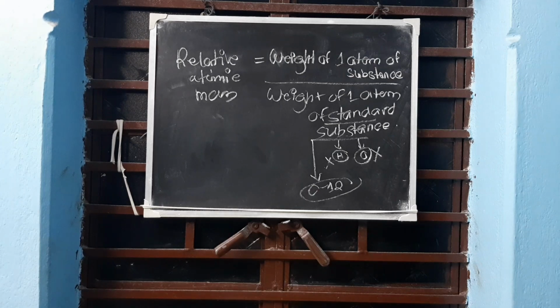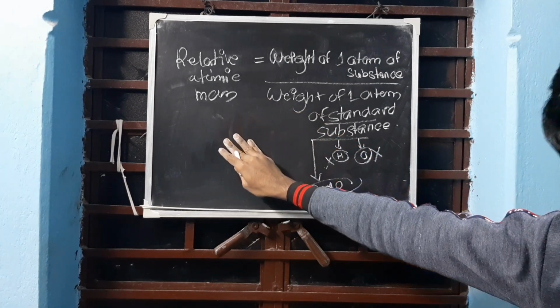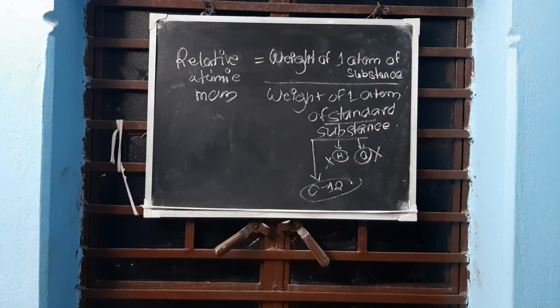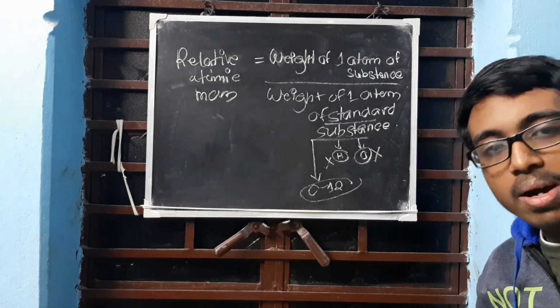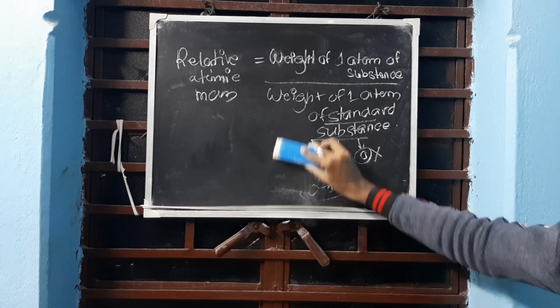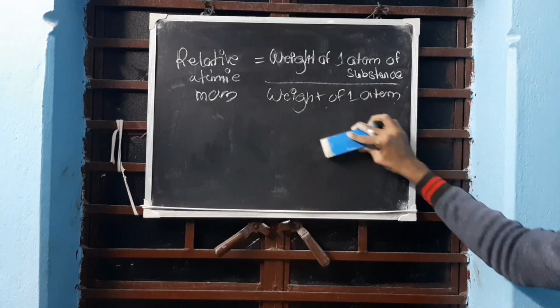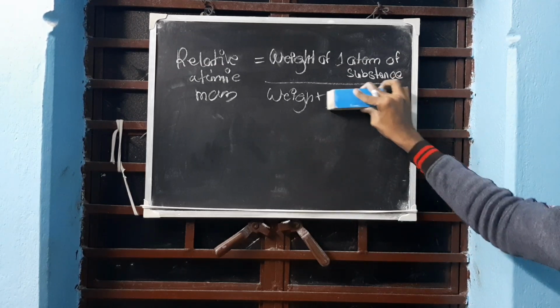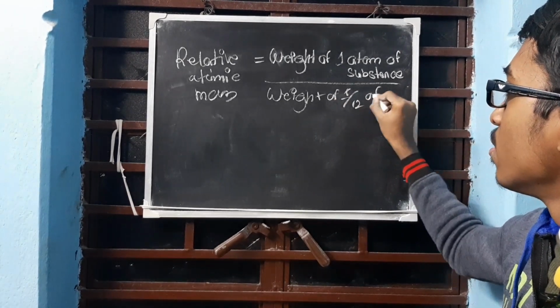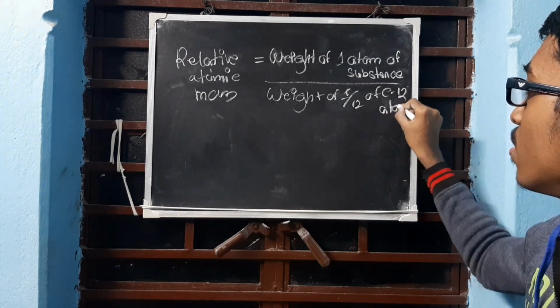Okay. Next it was modified. Relative atomic mass of a substance is the number of times one atom of a substance is heavier than 1 by 12 the mass of a carbon 12 atom. Clear? So when we are doing it with carbon 12, then here it will be the weight of... clear? Understood?